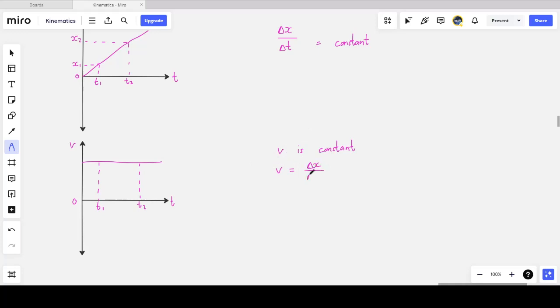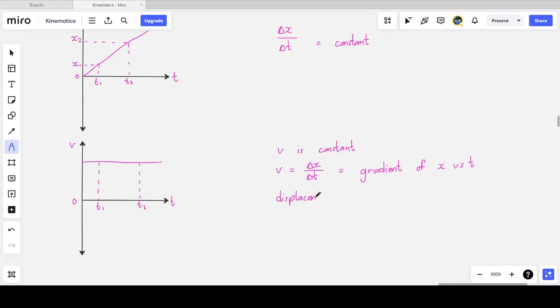And remember, v is delta x by delta t, and we can get it, like we said, from the gradient of the graph of x versus t, the graph of displacement versus time. The graph of displacement versus time has a constant gradient, whatever that number may be, and so the values of v against t will always be a constant number. It'll be equal to the gradient of the graph of x versus t.